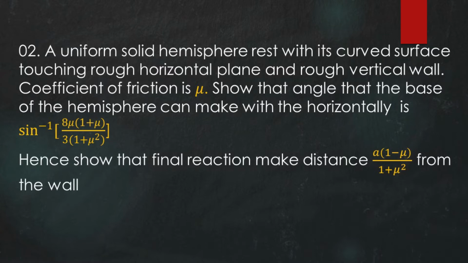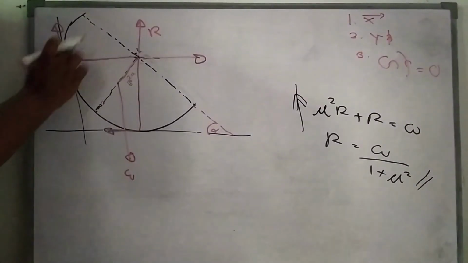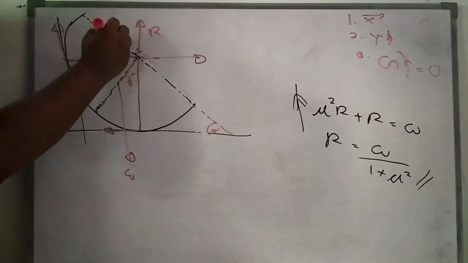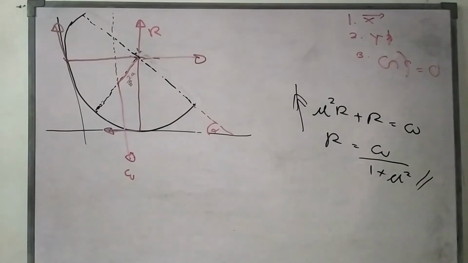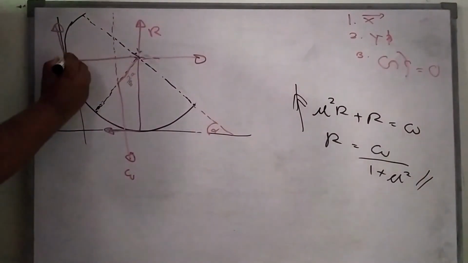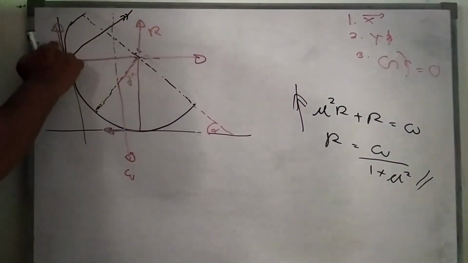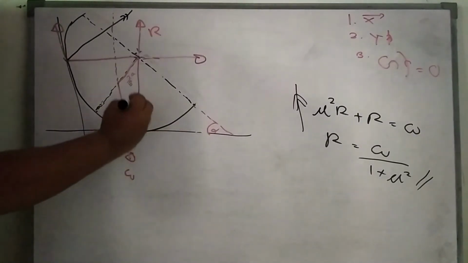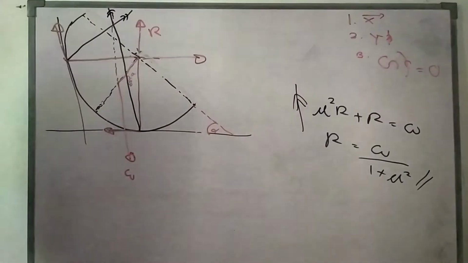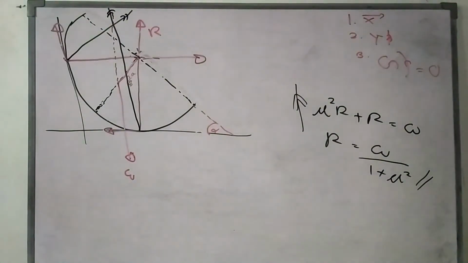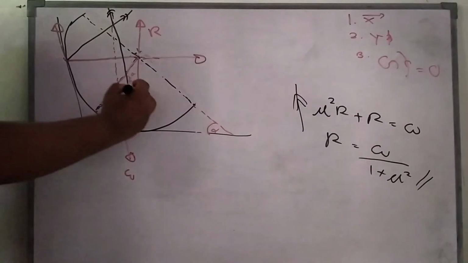Okay, the next is, hence show that the final reaction is at a distance a times 1 minus mu over 1 plus mu squared from the wall. So what does final reaction mean? These are my friction forces, which make a resultant. So all the resultants are collinear, otherwise it will not be in equilibrium. So this is the collinear position. These lines of action intersect each other, so that is my intersection and collinear point.